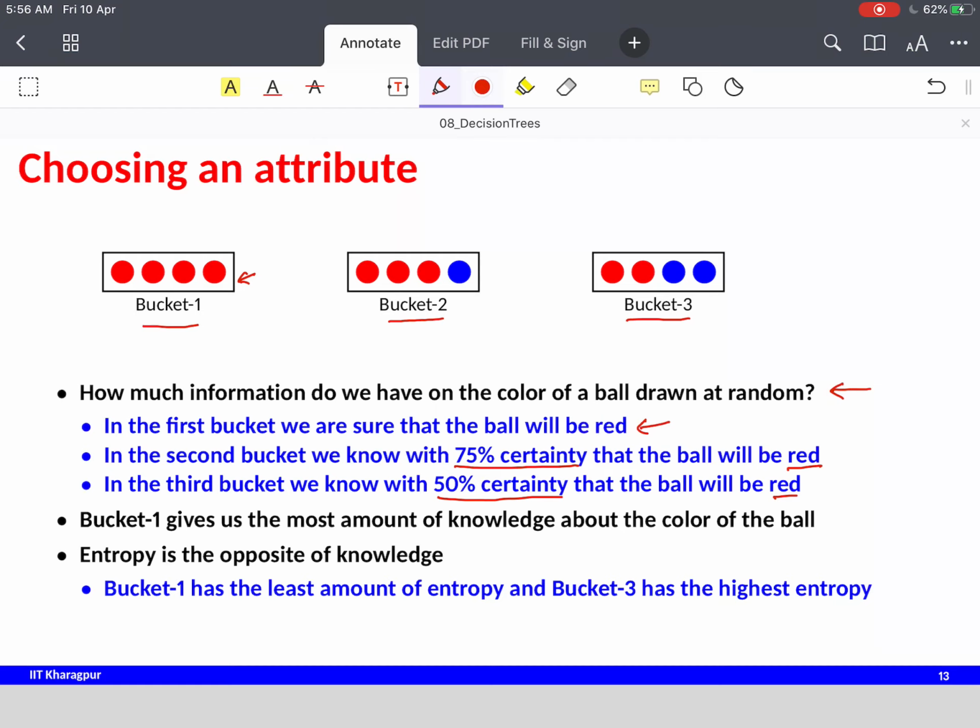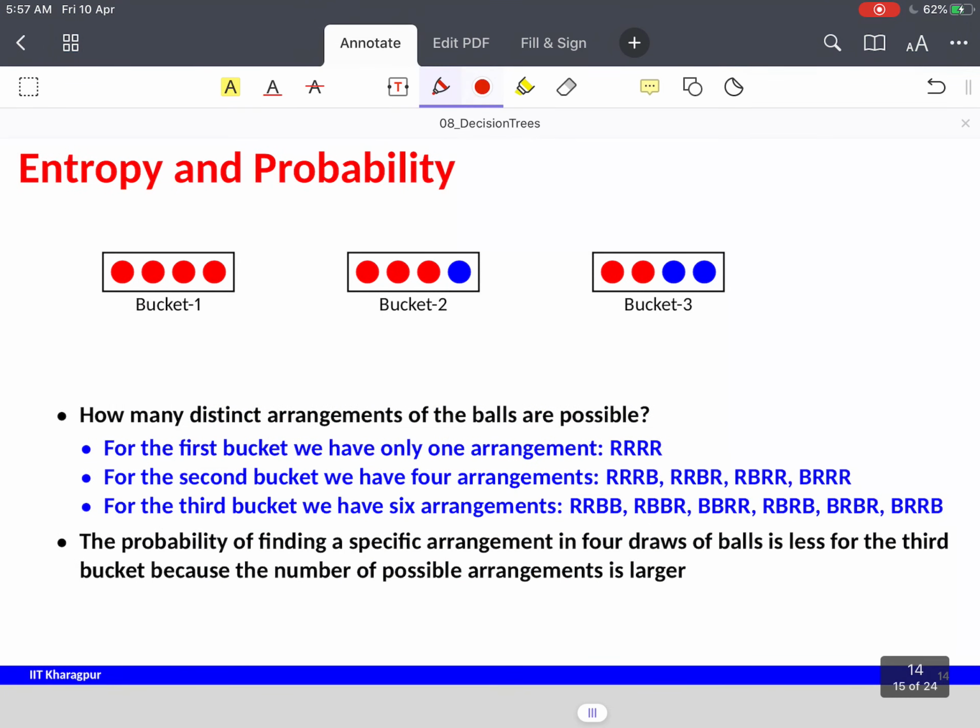And we would like to define another term, which is known as entropy, which is the opposite of knowledge, or which is a kind of measurement of disorder. Since bucket 1 has the maximum knowledge, and entropy is the opposite of knowledge, bucket 1 has the least amount of entropy and bucket 3 has the highest entropy. We say entropy is less when there is less disorder, and entropy is more when there is high disorder in the system. We'll explain what that disorder means.